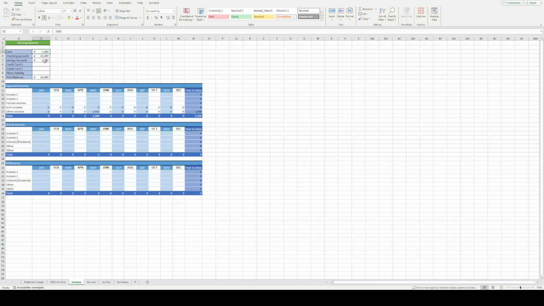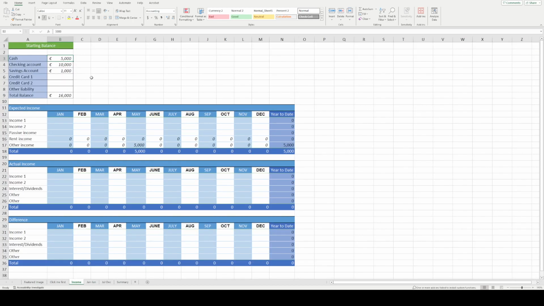Let's say we have 5,000 euros in cash, 10,000 in our checking account, 1,000 in savings. So we have a total of 16 grand. Perfect. And we have an income one.